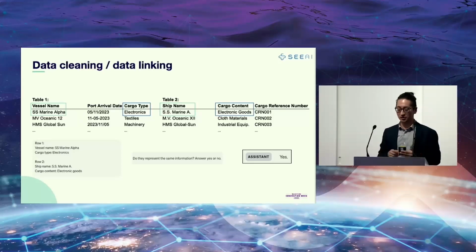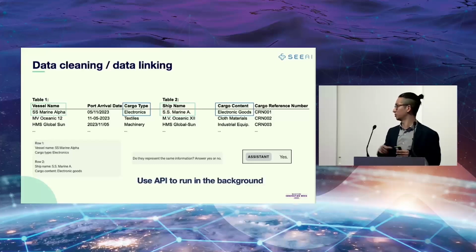And of course, we don't want to copy paste this to ChatGPT. So OpenAI has an API available, which you can run in the background. So that's what you would do in practice. You can automate all of that and run it in the background, so all the linkage will be done without human intervention.